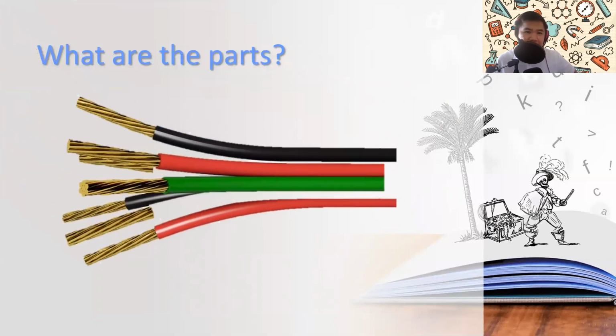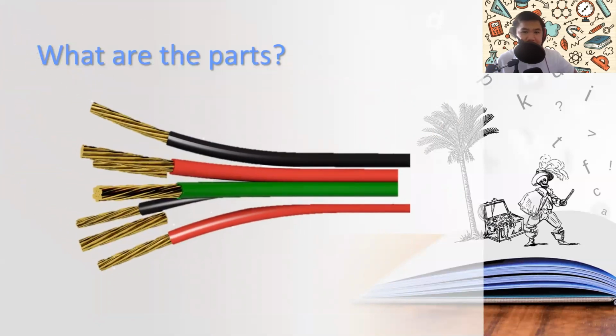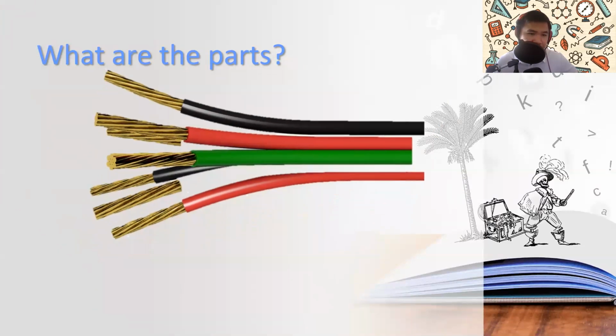We have four. The first is these ones. These are the wires. This is technically where the electricity moves. The wires outside are made of plastic, so electricity cannot go out, while inside it's made of copper or metal, so the electricity can move.